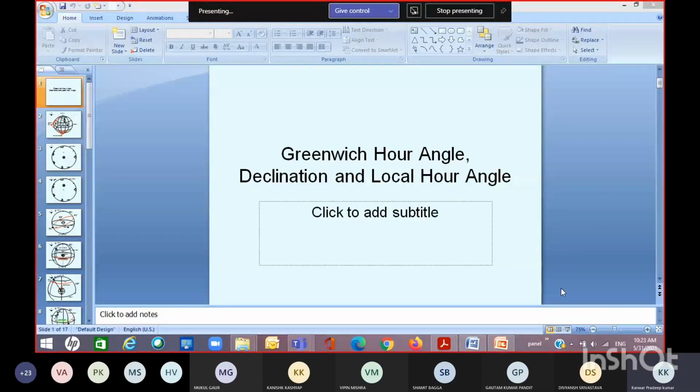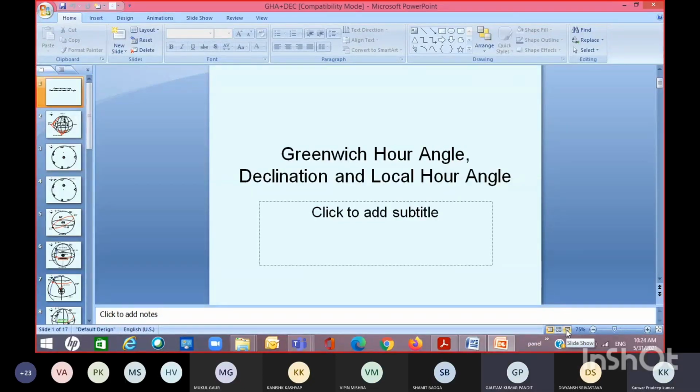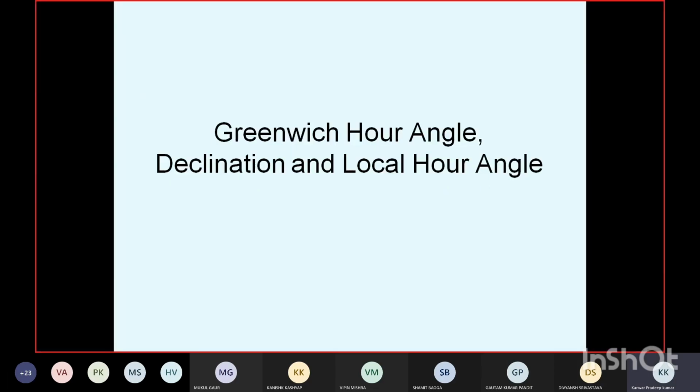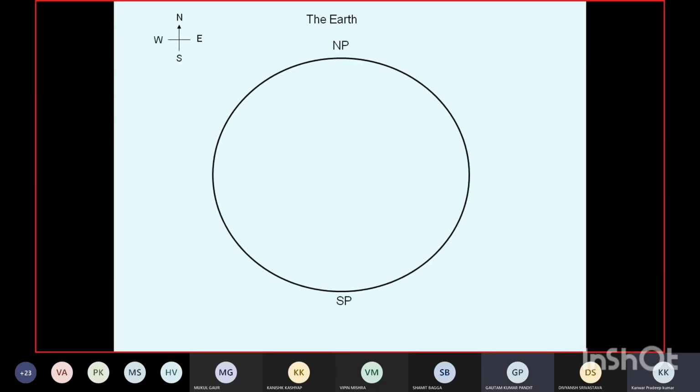Are you able to see the screen? Yes, sir. Greenwich hour angle, declination and local hour angle. Yes? Yes, sir. Okay.